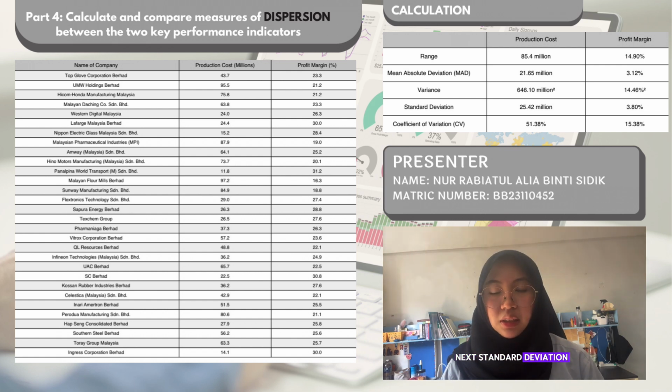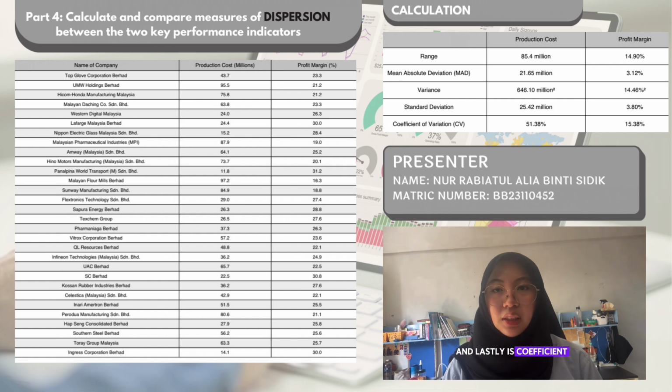Next is standard deviation. The standard deviation for production cost is 25.42 million, indicating wide variation driven by operational scale. For profit margin, it's 3.80%, which shows companies maintain similar profit strategy.